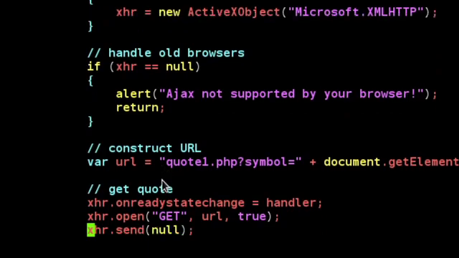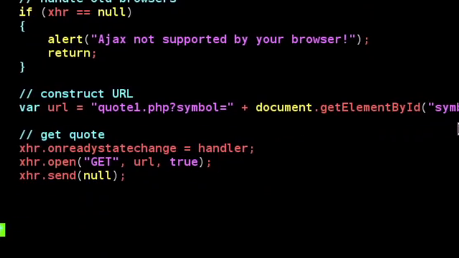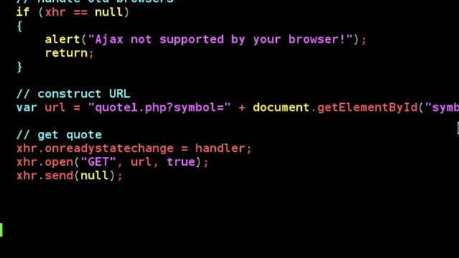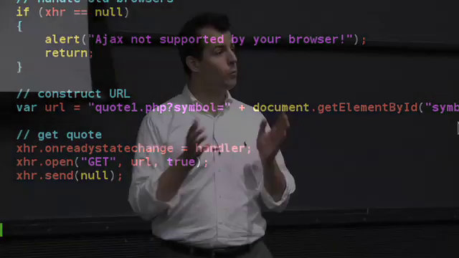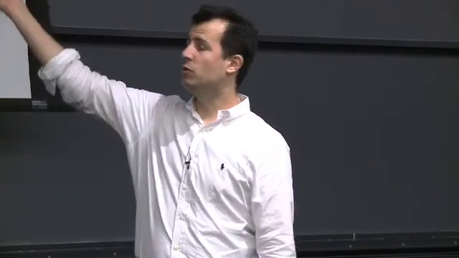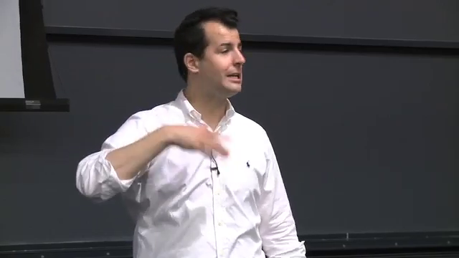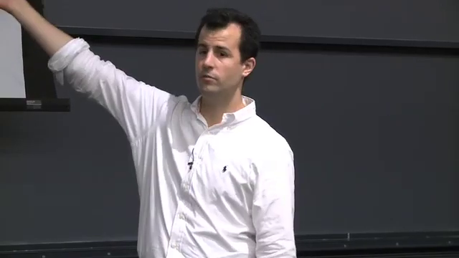But suppose that XHR is not null, and we actually have a reference to one of these objects. Let's see how you can make an Ajax call. It's actually pretty simple. So first, I'm going to construct a variable called URL, whose value is quote1.php, question mark, symbol equals something. All right, why is that? Well, I want to make an HTTP request to quote1.php. It's in the same directory as the current HTML file, so I don't need any slashes or any HTTP. I can just use a relative URL.